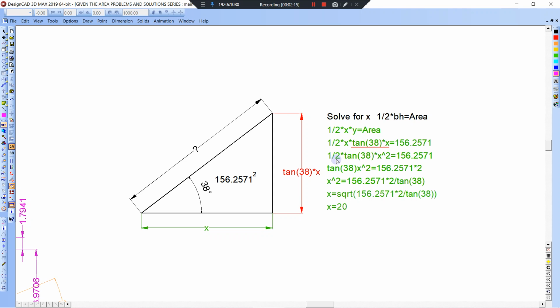Then we can start to solve. We only have one variable, so we take the one half to the other side by multiplying both sides by 2. We get 156.2571 times 2 is equal to tangent of 38 times x squared. Then we want to get x squared by itself, so we divide both sides by tangent of 38. Then we take the square root of all that, and we get x. We end up with 20.